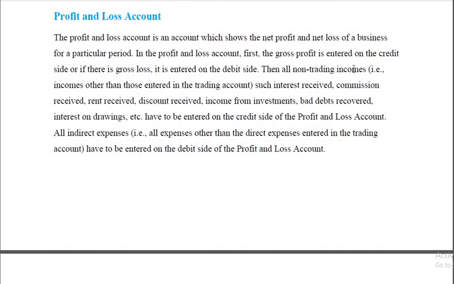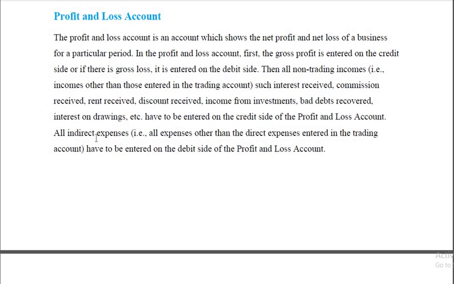Then all the non-trading incomes other than those entered in the trading account, such as interest received, commission received, rent received, discount received, income from investments, bad debts recovered, interest on drawings, have to be entered on the credit side of profit and loss account. All non-trading incomes are to be entered on the credit side of profit and loss account.